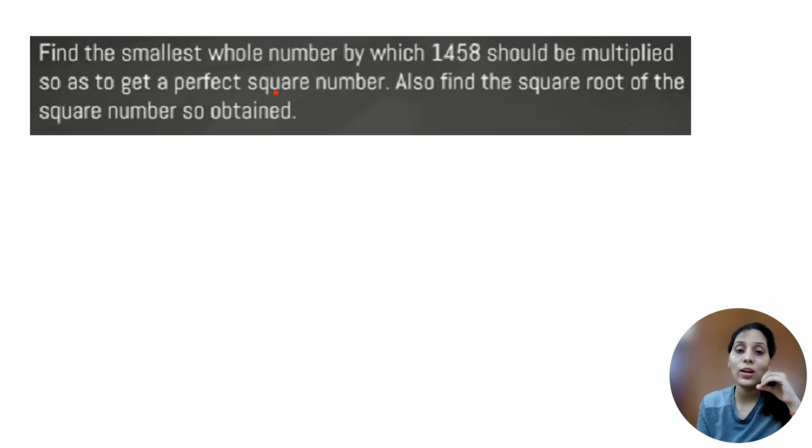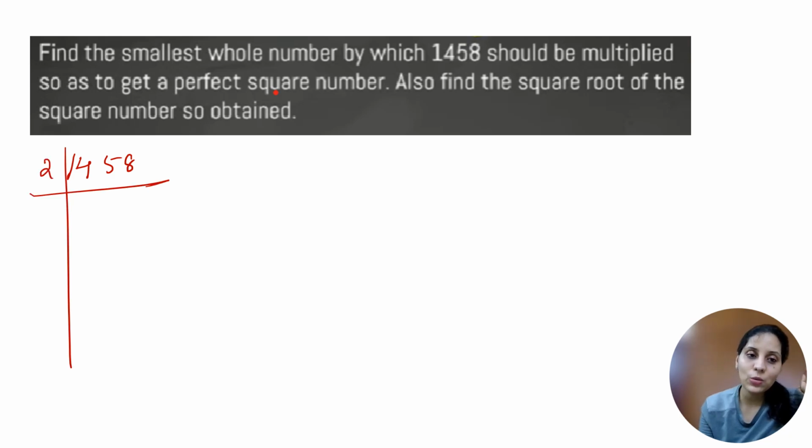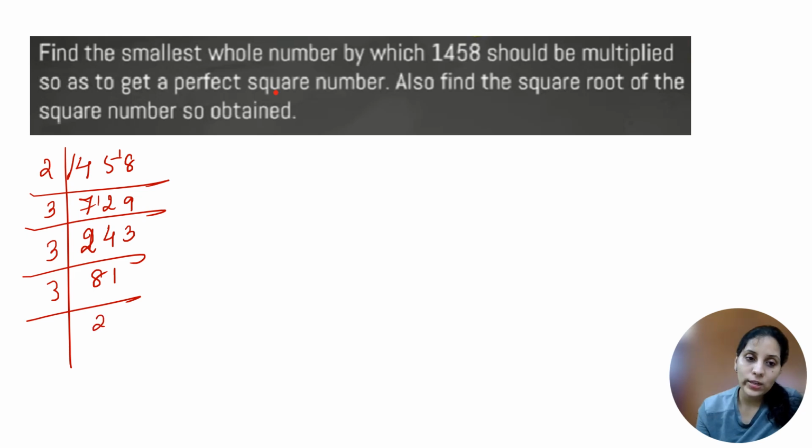Find the smallest whole number by which 1458 should be multiplied so as to get a perfect square number, which means this is not a perfect square. We will first find the prime factors using the prime factorization method. 2 7s are 14, 2 2s are 4 and 2 9s are 18. Now this comes in the 3 table. 3 2s are 6, 3 4s are 243. Now this comes again in the 3 table. 3 81s are 243, now again 3 27s are 81, yes, 3 9s are 27, 3 3s are 9 and 3 1s are 3.